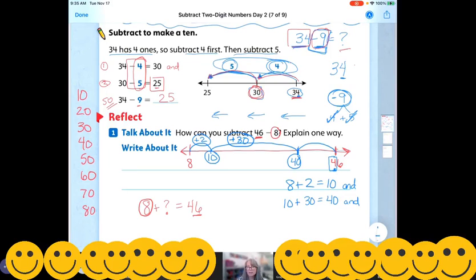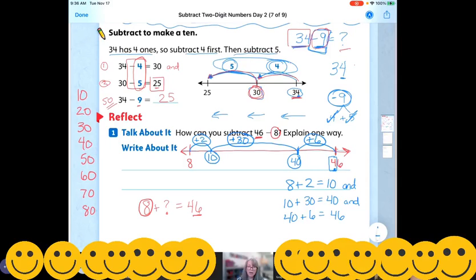I'm going to take Bailey Klipner. Bailey Klipner, go ahead and unmute your mic. 40 plus what, Bailey Klipner, gets me to 46? 6. You need 6 more. I do. I need to add 6 more. Great job. All right, everybody can lower their hands. And it's 40 plus 6 more gets me to 46. So that's my last step. I want to write 40 plus 6 equals 46.